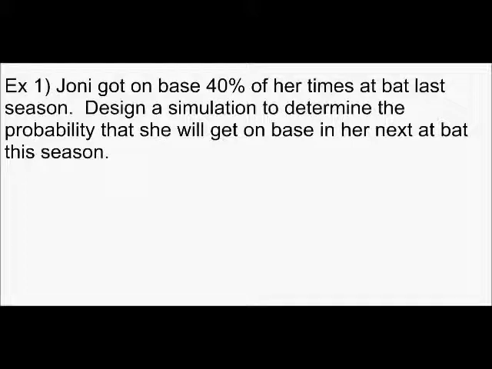Okay, so we have one example here. It is the only example on the video. It says Joni got on base 40% of her times at bat last season, and we want to design a simulation to determine the probability that she'll get on base in her next at bat this season. So for this one here, we have to first identify our possible outcomes. So the possible outcomes when she gets to bat is that she will either get on base or she will not get on base.